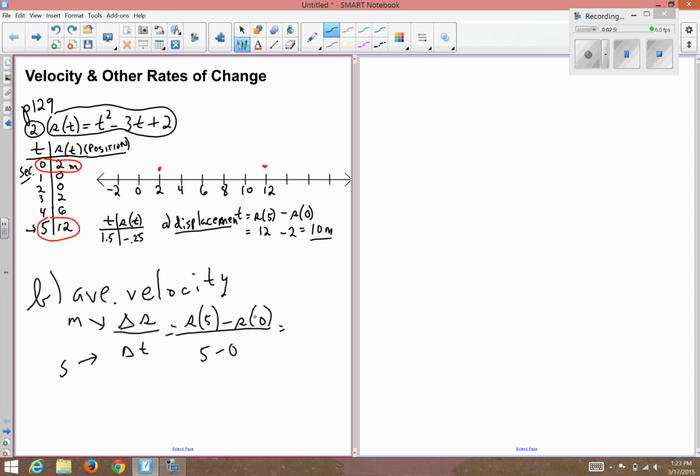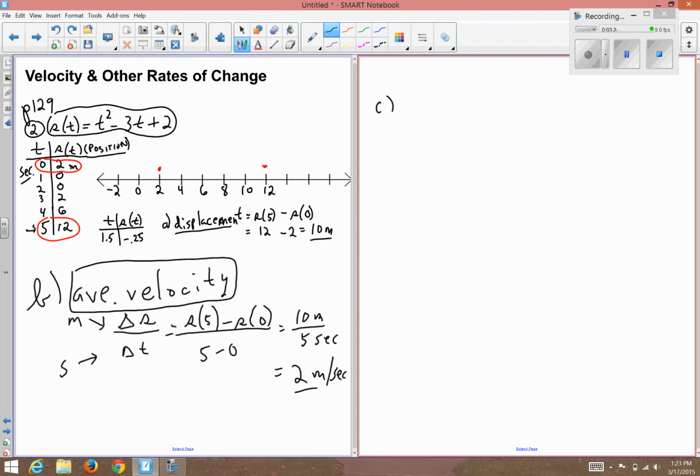So the numerator we calculated in part A, that was 10 meters. The denominator is 5 seconds minus 0 seconds, that would be 5 seconds. And this simplifies to 2. Right here are the units, meters per second. That's called the average velocity over the first 5 seconds.